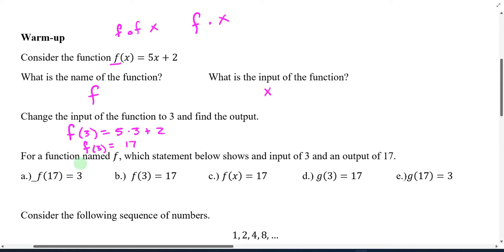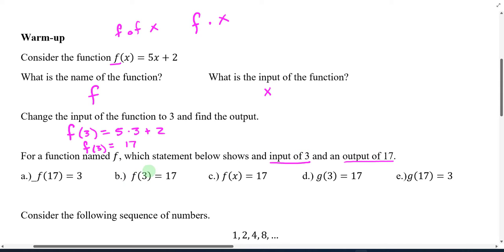All right, so let's go to this one. This next one says, for a function named f, which statement below shows an input of 3 and an output of 17? All right, so if I'm looking through these, this one shows a function named f, because we see the letter f there. The number inside of the parentheses is 17, so the input would be 17 on this one, but we wanted an input of 3. Okay, so go to the next one here.